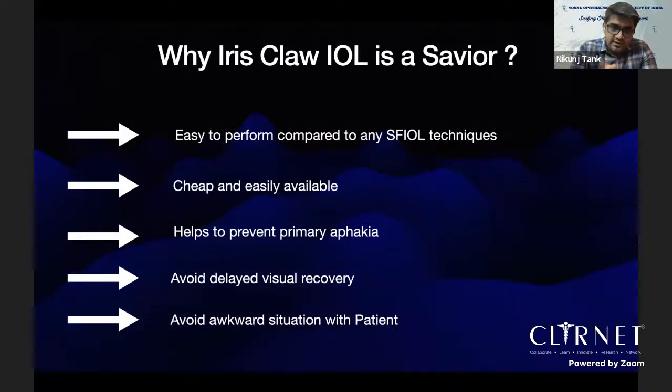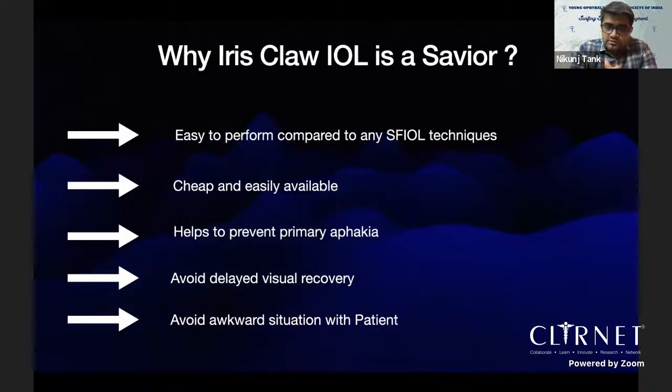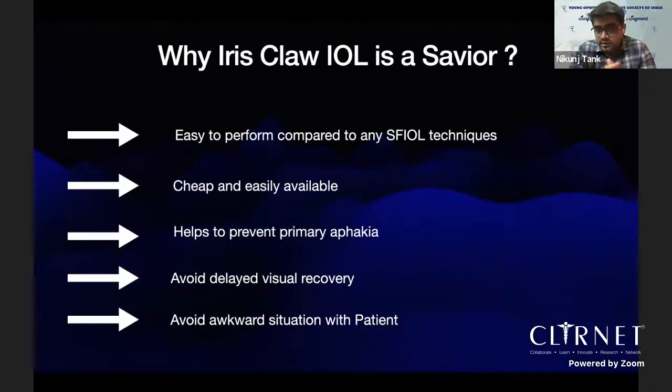It helps to prevent primary aphakia if you end up in a complication where a sulcus IOL is also not possible. It avoids delayed visual recovery, and it avoids an awkward situation with the patient if you leave them aphakic. But yes, as Harshul sir has pointed out, whenever there is a nucleus drop, never put an iris claw IOL in such situations.